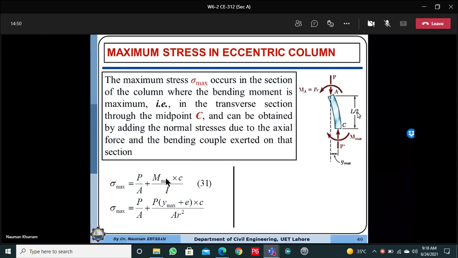due to eccentricity. C is the distance from the neutral axis to the extreme fiber, because bending stress will be maximum at the extreme fiber. So we are interested in computing the maximum bending stress. That's why we have to substitute the value C instead of y. I is the moment of inertia about the bending axis, and moment can be computed by this expression.